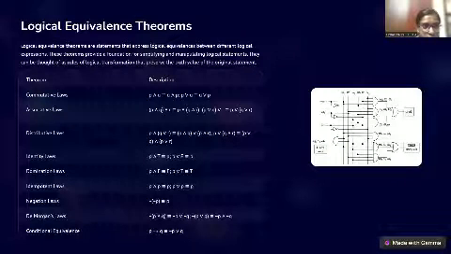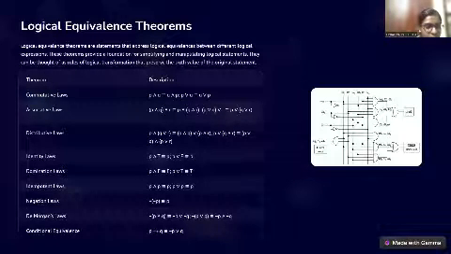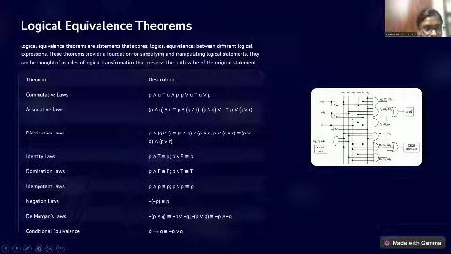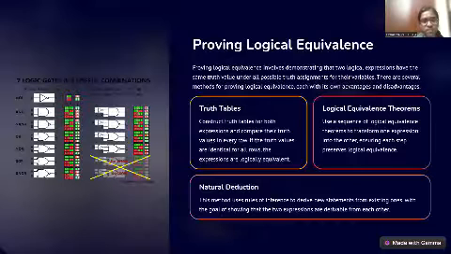Logical equivalence theorems. There are general laws such as commutative laws, associative laws, distributive laws, identity laws, domination laws, idempotent laws, negation laws, De Morgan's laws, and conditional equivalence. Here, P and Q is equal to Q and P in the commutative law, and P or Q is also equal to Q or P. These are the general laws, which are basic laws involved in the logical equivalence theorems.